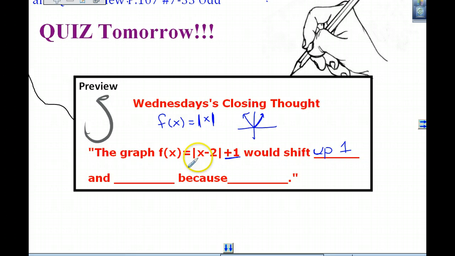If it's on the inside, like -2, which direction would that shift? Now that's where it's deceiving. You think -2 would be to the left, but it's really to the right.